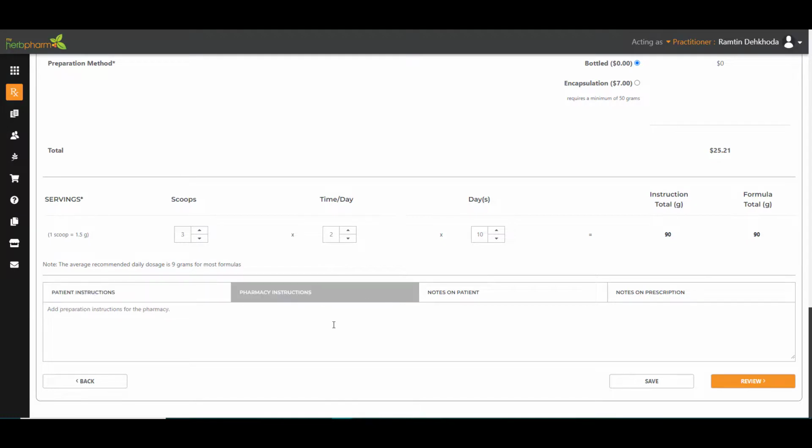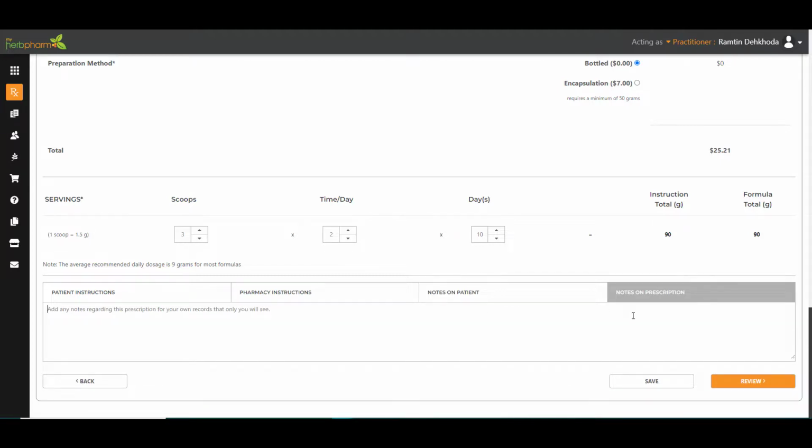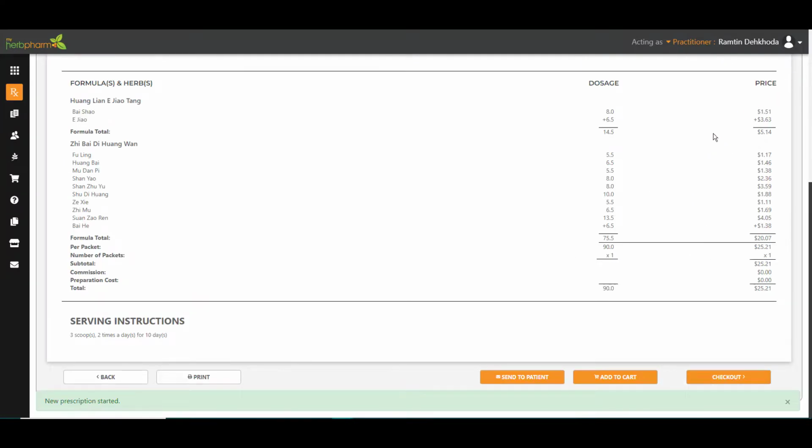Pharmacy instructions, that goes to us. Notes on the patient, this is great, this is your EMR. And notes on prescription, this is basically where you write why you chose those herbs, the logic of your formula. And when you're done, you're going to click review. You're going to review it one last time here, ingredients, dosages, and the price. You could send it to the patient where they could check out themselves and have it delivered or for pickup, or you could check out yourself and purchase the herbs for them to come to your clinic. All right, that does it there.